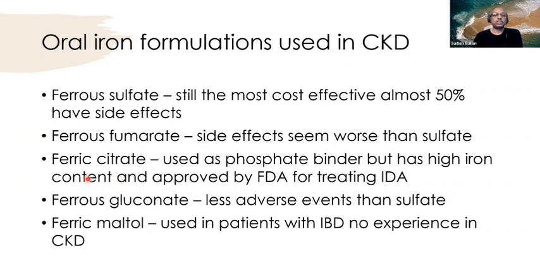The third is ferric citrate, which is now being released and used as a phosphate binder, but it has a very high iron content. The iron content of ferric citrate is almost 210 milligram per tablet, compared to ferrous sulfate, which has only 60 milligram per tablet. So you can see that the amount of iron in ferric citrate is very high. But remember, this iron is in ferric form, whereas all the others are in ferrous form. And as I told you earlier, the ferric form is not very well absorbed, so the body will have to convert that to ferrous in order to absorb. Ferric citrate has been approved by FDA for treating iron deficiency anemia. And then ferrous gluconate has fewer adverse effects, but it's not as effective as ferrous sulfate.